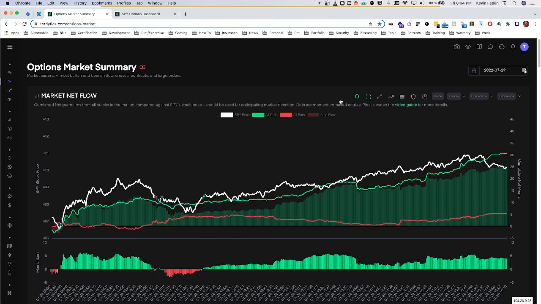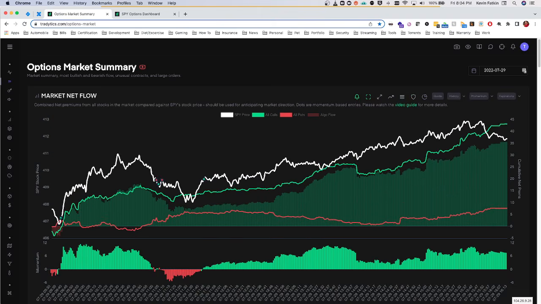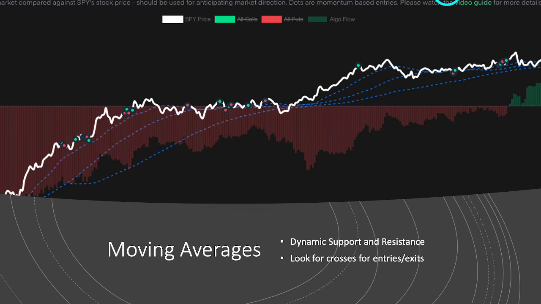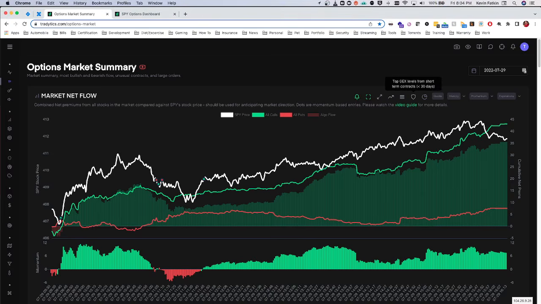Outside of support and resistance, another thing that we can show on here are moving averages. These moving averages can act as dynamic support and resistance, or entry and exit points. This is just standard technical analysis information, so you can do this on your own charts as well, but it's really nice because these will be plotted for us automatically. We have the 20 period moving average, the 50 period moving average, and the 100 period moving average.